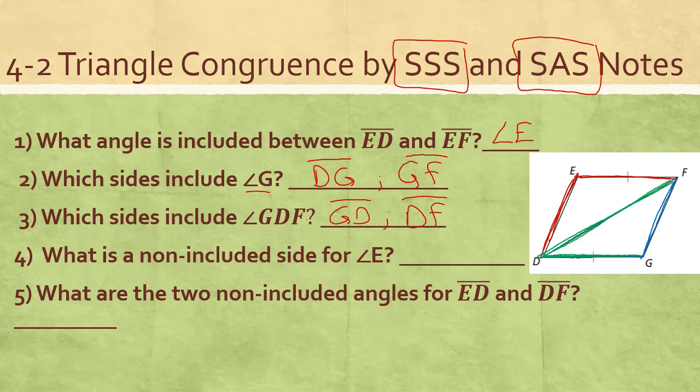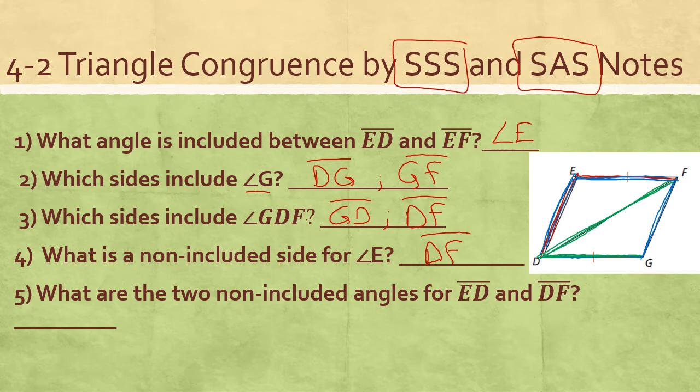Okay, what is the non-included side for angle E? We're going to talk about angle E on here. Again, angle E is up here. I'm going to trace it in blue, going over top of that red. So what is the non-included side? Well, that would be the side DF, right? That's the non-included side for that. Again, notice how I'm using correct notation. It'd be nice if that looked like a D.